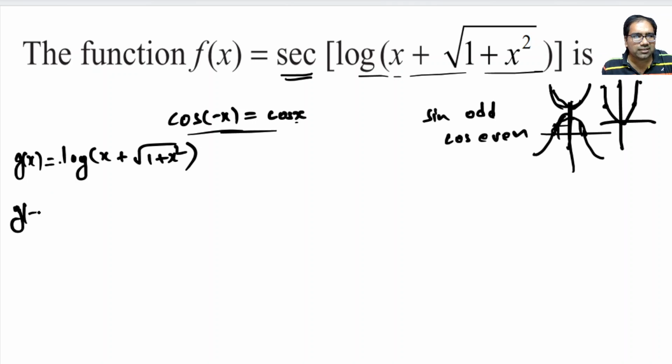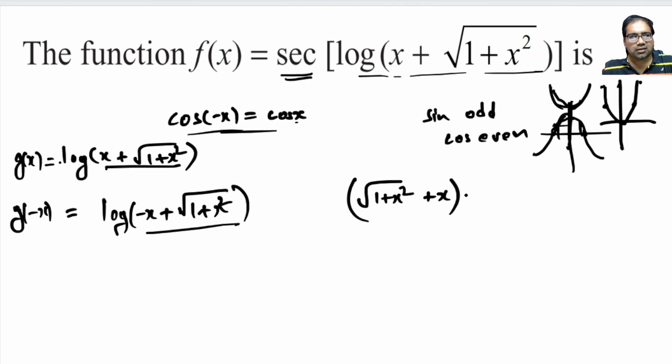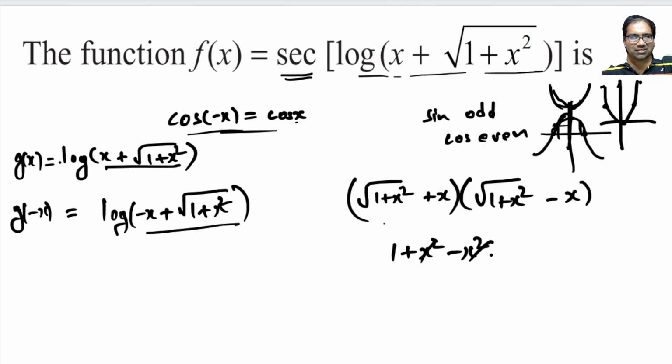What about g of minus x? G of minus x will be log of minus x plus under root 1 plus minus x whole square, which is again equal to 1 plus x square only. Now if you see, this and this are slightly related. How are they related? Root of 1 plus x square plus x and root of 1 plus x square minus x. If you multiply this, what will you get? A plus b into a minus b, which is a square minus b square. 1 plus x square minus x square, right? Which is equal to 1.